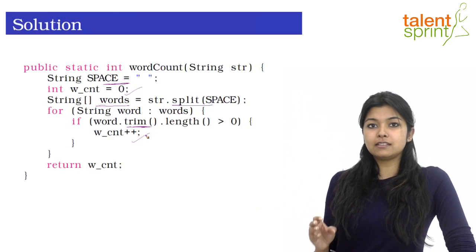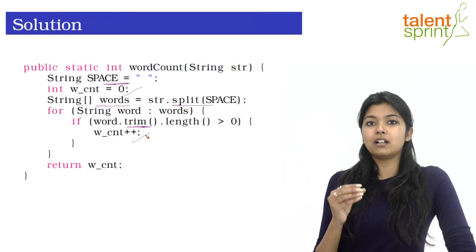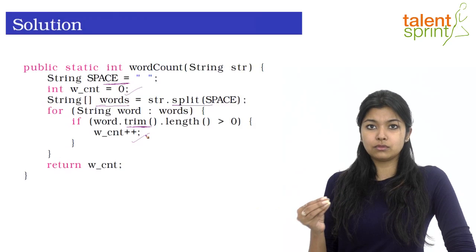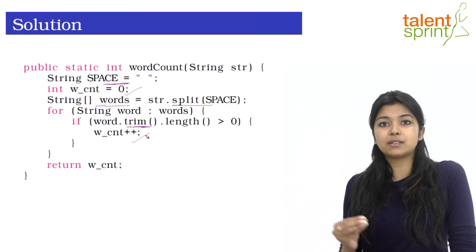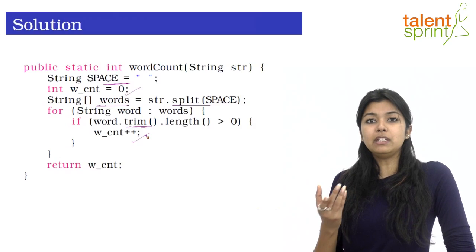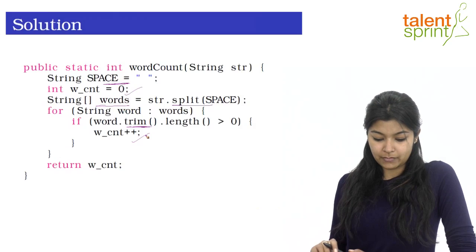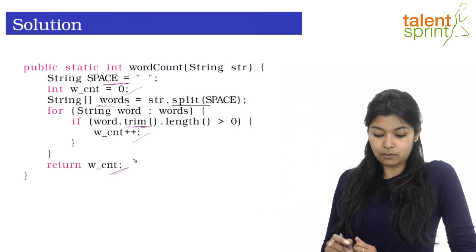For the other cases, if the function trim returns a length of less than 0 or equal to 0, we are not incrementing the word count, as it would probably be just a blank space. And finally, we are returning the word count. So the function that you saw will take care of the extra blank spaces if there are any in the string. If there is an extra blank space at the start of the string, or at the end of the string there are trailing blank spaces, everything will be taken care of and you'll get the exact word count that you need.